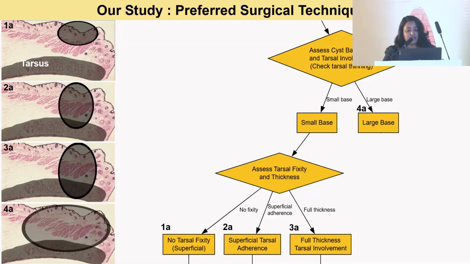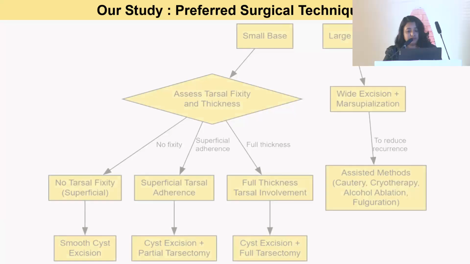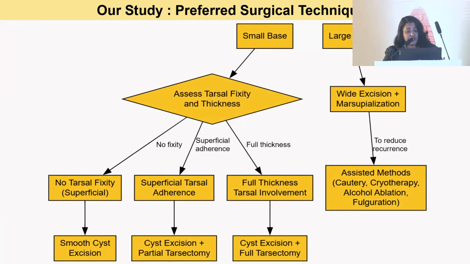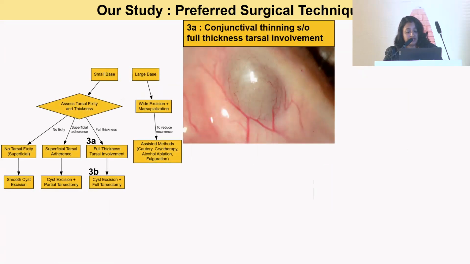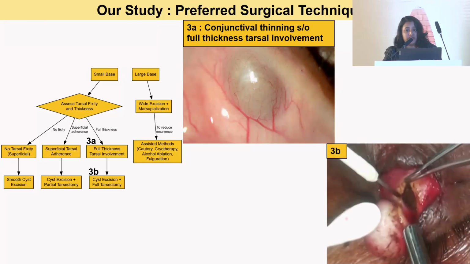If the lesion has a large base, the involved tarsal thickness will not matter. But in case of a small base with no tarsal fixity, smooth cyst excision works best. For a superficially adherent tarsal cyst, excision is augmented with partial thickness tarsectomy. And for a small cyst with full thickness tarsal involvement, cyst excision with full thickness wedge tarsectomy gives the best outcomes.